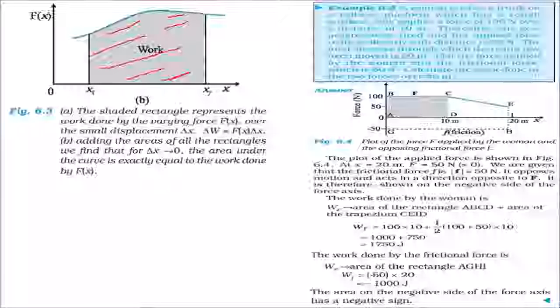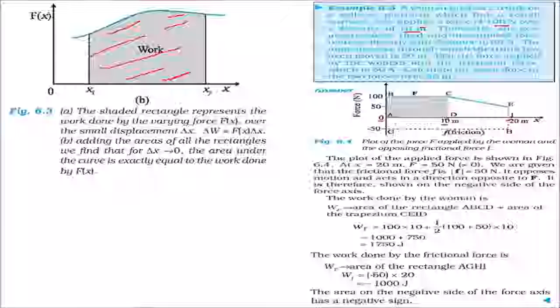So let us take an example. A woman pushes a trunk on a railway platform which has a rough surface. She applies a force of 100 newton over a distance of 10 meter. So initially it starts from here. She applies a constant force till 10 meter. After that she becomes progressively tired, and her applied force reduces linearly with distance to 50 newton. That is, she starts from 10, goes up to 20 meter.